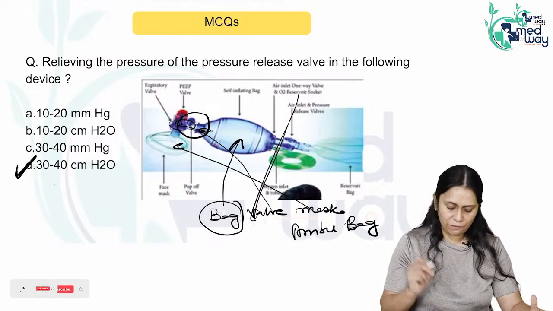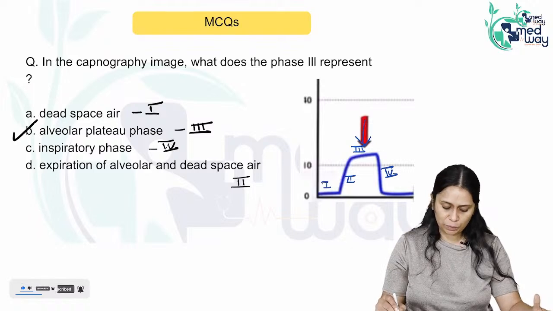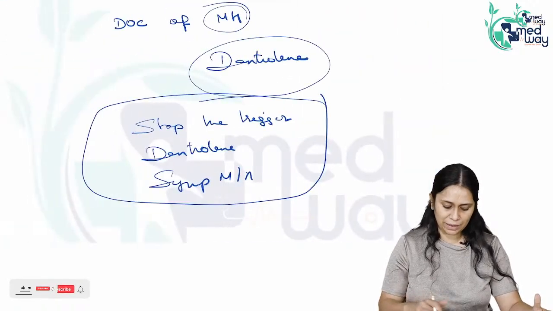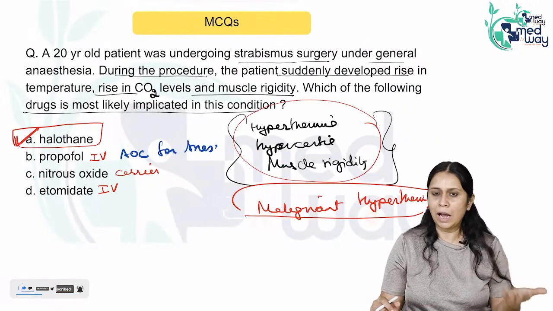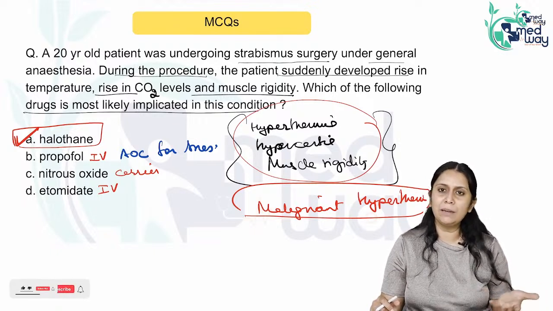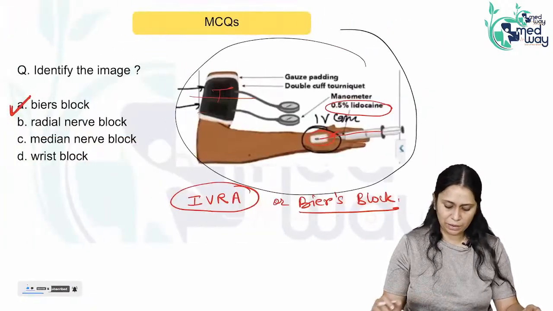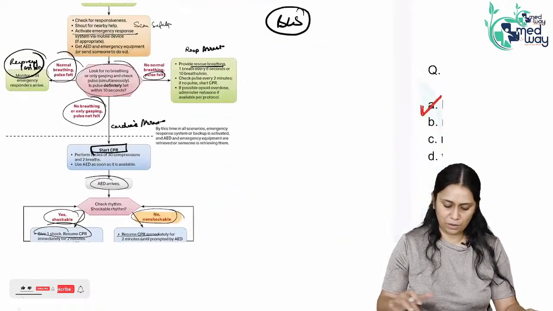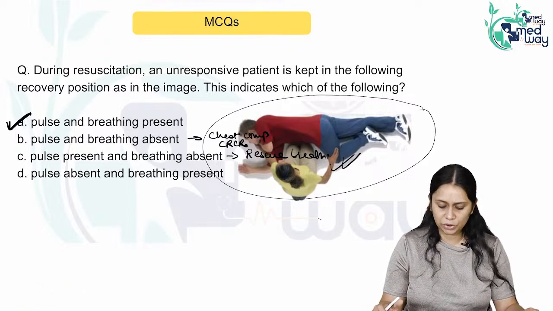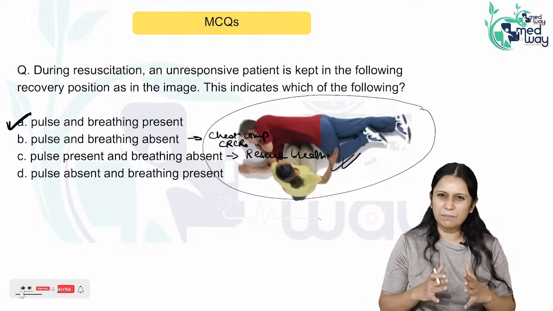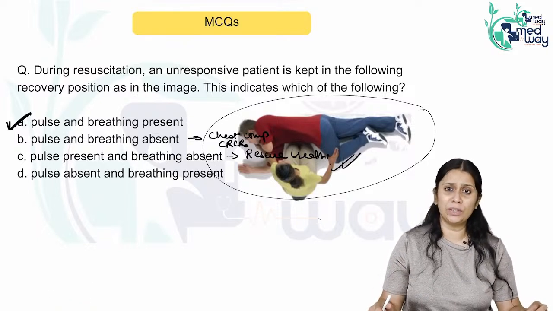Next. Relieving pressure of the pressure release valve in the following device: 30 to 40 centimeters of water. Next. In the capnography image, what does phase 3 represent? It represents the alveolar plateau phase. Next. A 20-year-old patient undergoing strabismus surgery developed hypercarbia, hyperthermia and muscle rigidity. What drug may be responsible? Halothane, because it is mostly malignant hyperthermia. Identify the image. It is a Bier's block. And the last question, during resuscitation, an unresponsive patient is kept in the following recovery position. This indicates the patient has pulse and breathing both. Only then have we put the patient in the recovery position. So these were the 9 questions which I got.